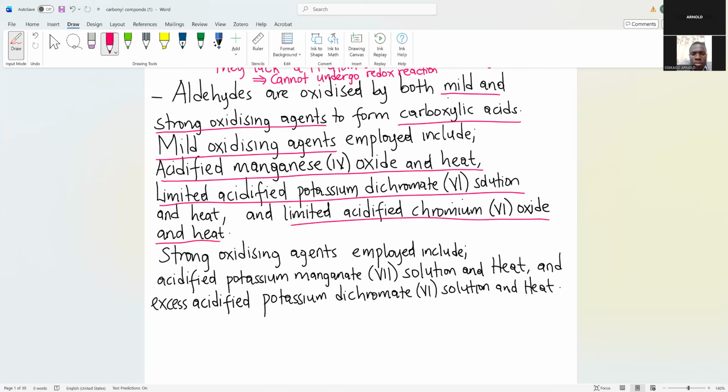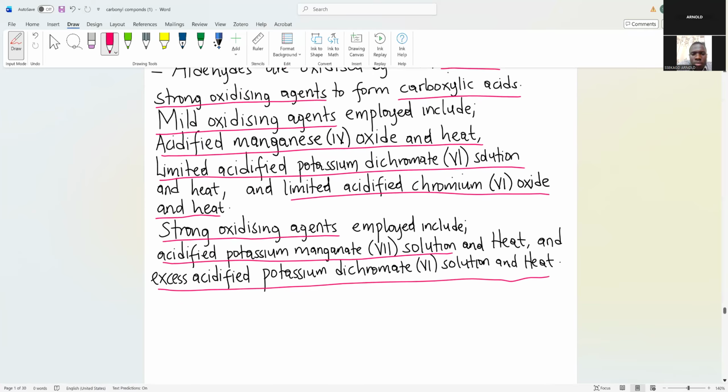For those of you who read a lot of books, you find others, like copper metal at 300 degrees centigrade. But I have emphasized only acidified manganate(VII). Now, for strong oxidizing agents, I emphasize both of them. You shouldn't forget these: acidified potassium manganate(VII) solution and heat, and excess acidified potassium dichromate(VI) solution and heat. All those oxidizing agents which I have highlighted oxidize aldehydes to carboxylic acids.